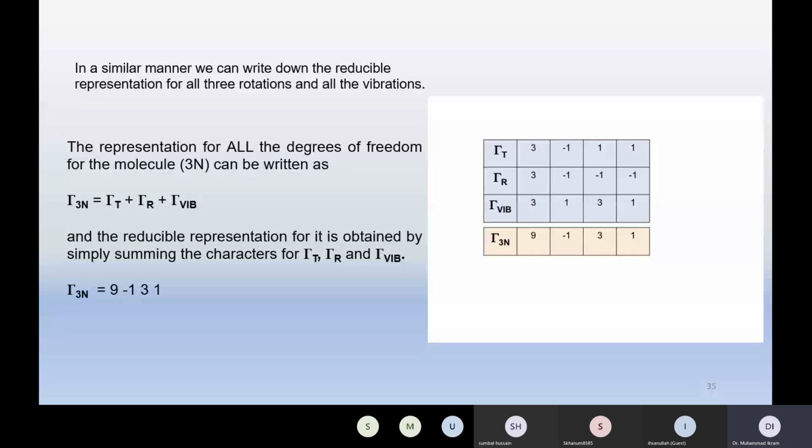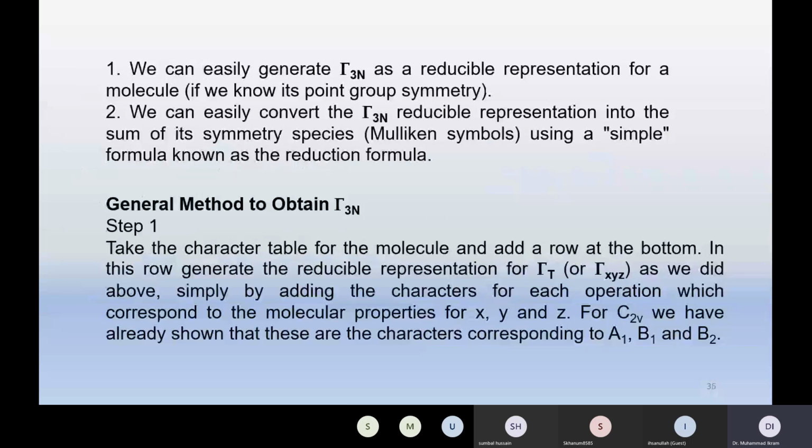We can, number one, we can easily generate gamma 3n as a reducible representation for molecule if we know its point group symmetry. Number second, मतलब हमें अगर पॉइंट ग्रुप का पता हो तो हम रिड्यूसिबल रिप्रेजेंटेशन आसानी से फाइंड आउट कर सकते हैं और उसके लिए 3n डिग्री ऑफ फ्रीडम भी कैलकुलेट कर सकते हैं.